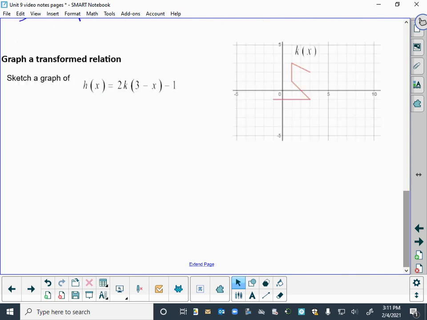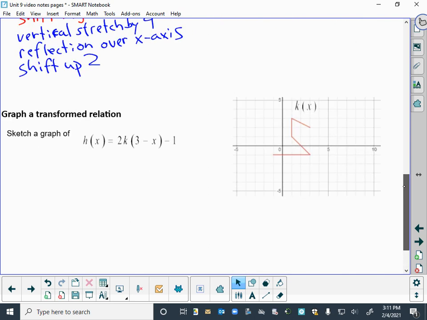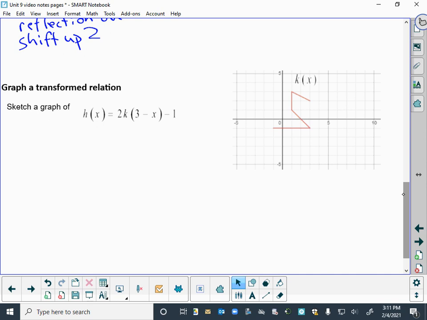Okay. All right, what else can we do with this understanding of transformations? Well, this wants us to sketch a graph of this h of x, where that is 2 times k of 3 minus x, minus 1. Okay. And this is a graph of k over here.